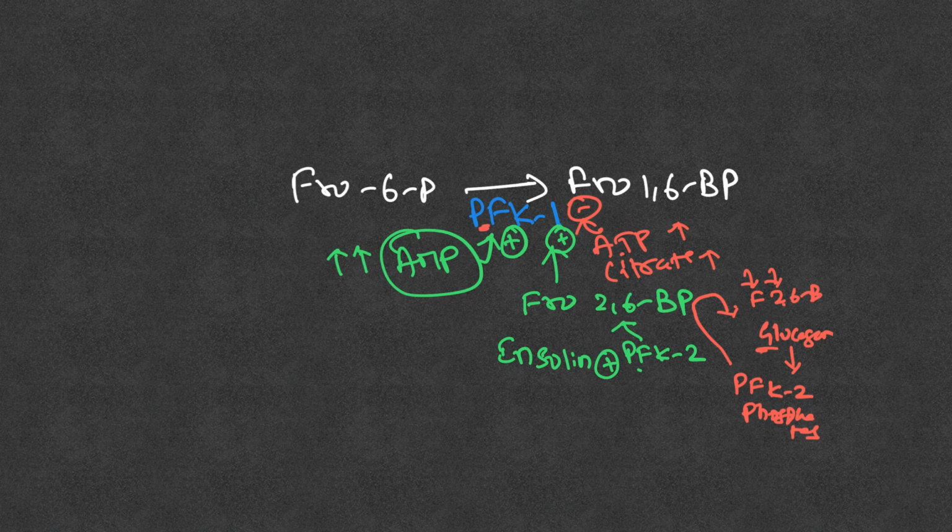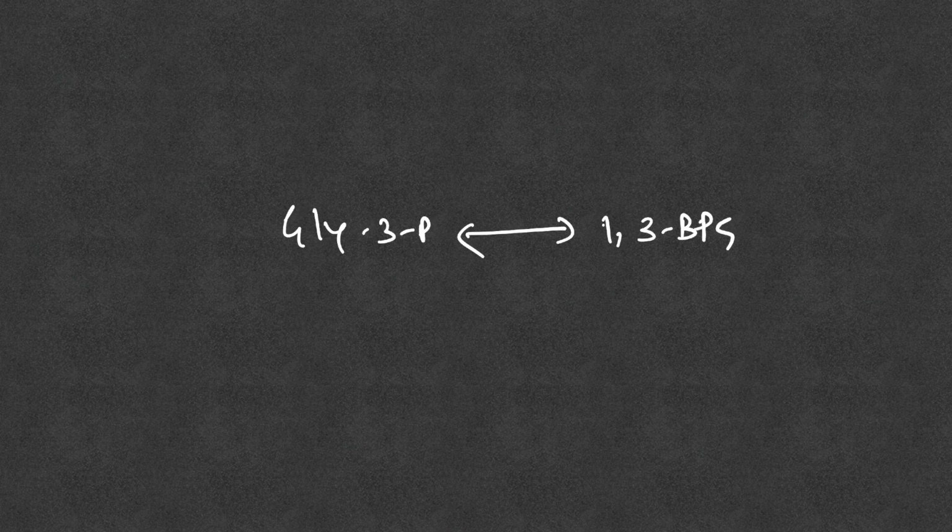Now let's move on to see our third important reaction, that is conversion of glyceraldehyde 3-phosphate into 1,3-bisphosphoglycerate. This is a reversible reaction, and in this reaction, as I already told you, NAD+ is needed. NADH plus H+ goes out of the reaction. Inorganic phosphate gets into the reaction to make 1,3-bisphosphoglycerate, catalyzed by the glyceraldehyde 3-phosphate dehydrogenase enzyme.